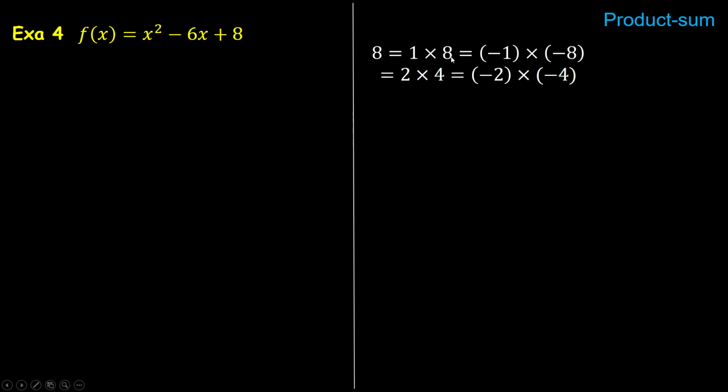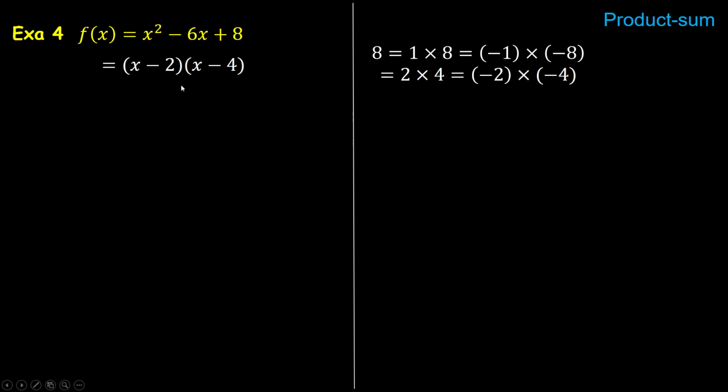Obviously, this one will not work because 1 plus 8 is 9, which is not minus 6. And this one will work. So minus 2 and minus 4, and they do add up to be minus 6. Okay, so you pick this choice, and that means the answer is x minus 2 times x minus 4. That's it. It's always a good idea to double check.